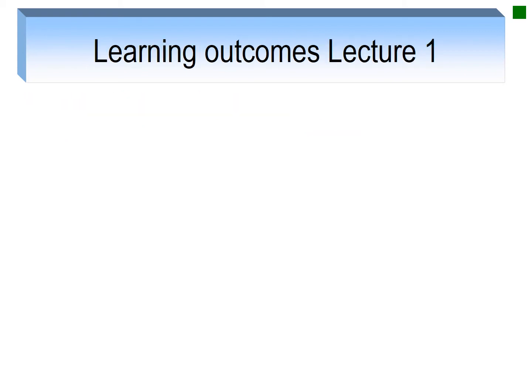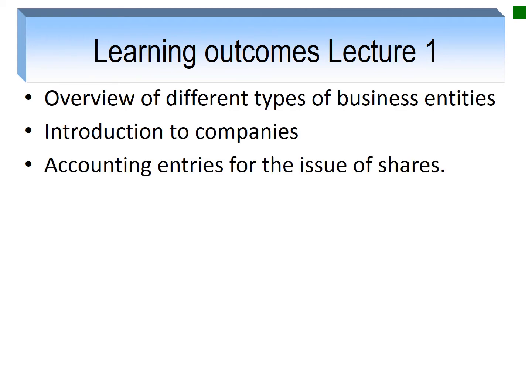The learning outcomes from lecture 1, which you should have watched before you look at this lecture, are that we did an overview of the different types of business entities. Those were sole traders and partnerships, and then we talked about the Companies Act, and we also touched briefly on the different types of companies. So you must please look at lecture 1 where we did the introduction to companies, and we also did accounting entries for the issue of shares.